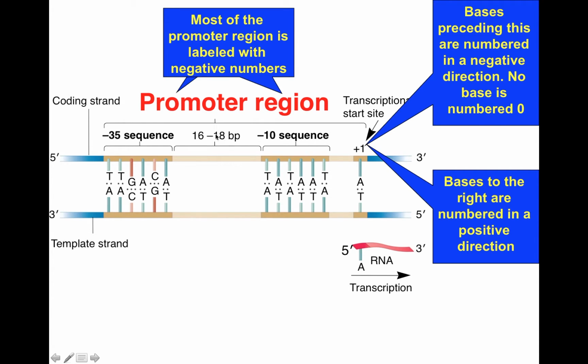And then there's a region in between that's from 16 to 18 base pairs. The sequence of nucleotides can be any sequence. There is no specific sequence of nucleotides here. But what is important is that the number of nucleotides remains between 16 to 18 base pairs. And why is that? The reason that this has to be 16 to 18 base pairs is because there's a factor called sigma factor that binds to both the -10 and the -35 sequences.